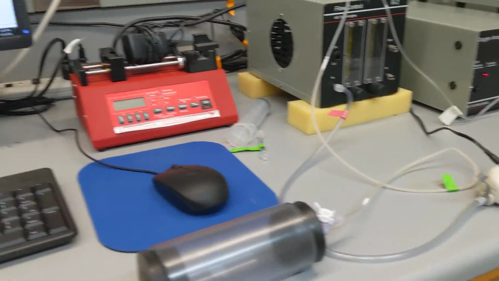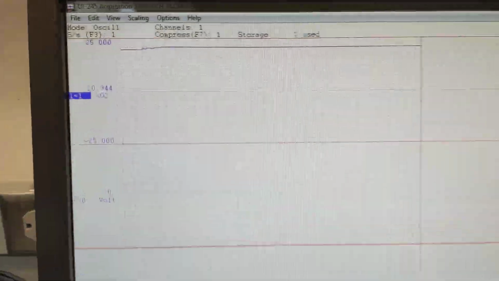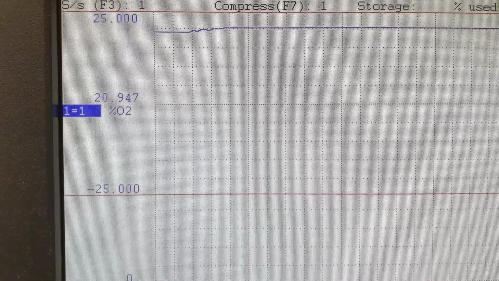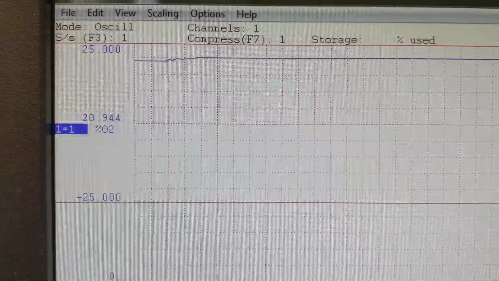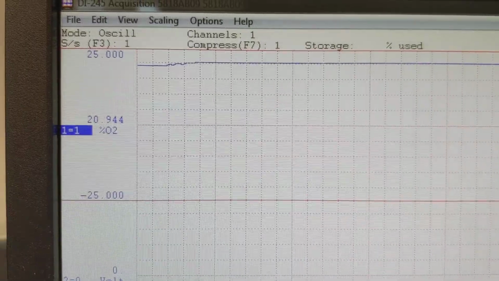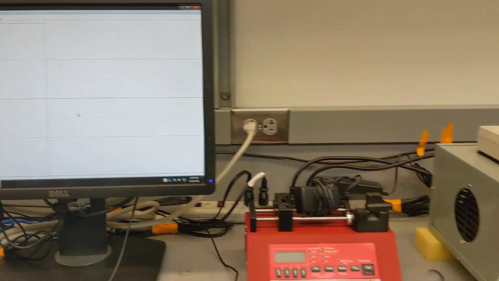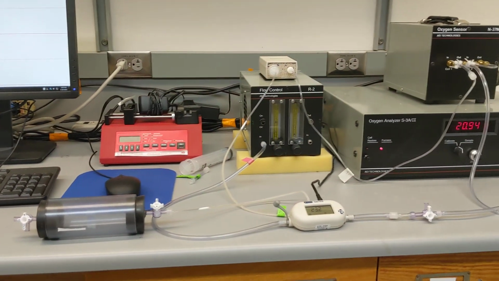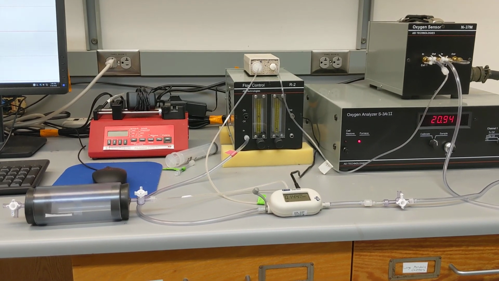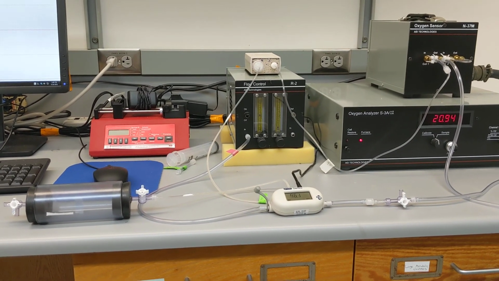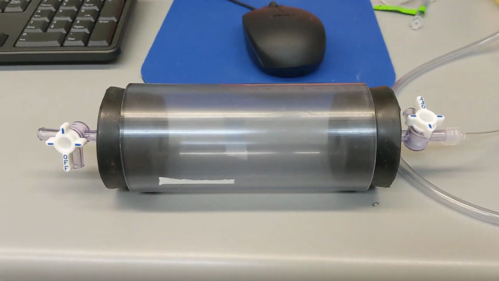I'm going to zoom out real quick and show you, hopefully, the readout. I don't know how well you can see this, but this is giving us the readout right here. And at 20.947, 20.944, that's that percentage of oxygen that's being measured. Same value that we're seeing on the screen on the other side. This is a demonstration of the equipment associated with what's called flow-through or open circuit respirometry. And it's called flow-through or open circuit respirometry because air is constantly being pulled through this metabolic chamber.